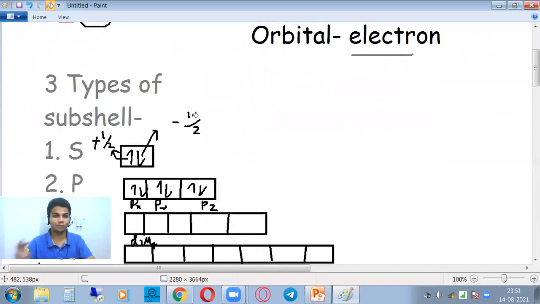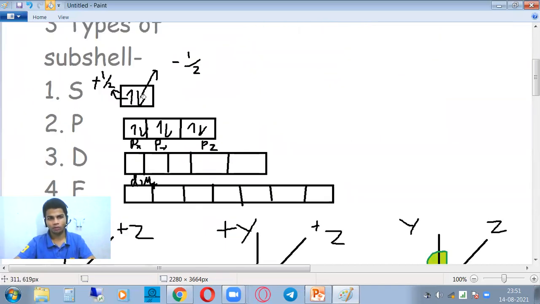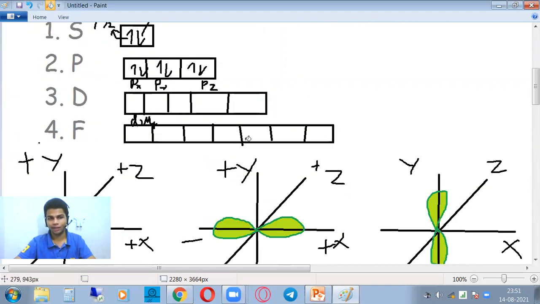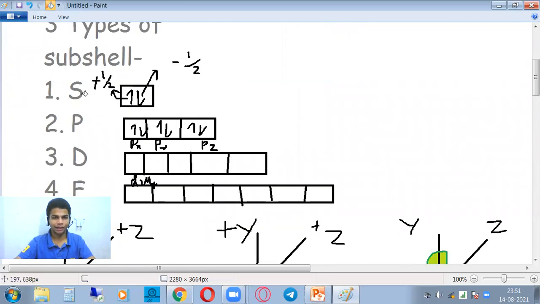There are four types of subshell: S, P, D, and F. In the S subshell, there will be one orbital. In P, there will be three orbitals. In the D subshell, there will be five orbitals, and in the F subshell, there will be seven orbitals. We named S for spherical, P for principal, D for diffused. In an orbital, one electron will occupy the plus half, then another will be minus half with the opposite spin. S orbital has a spherical shape.